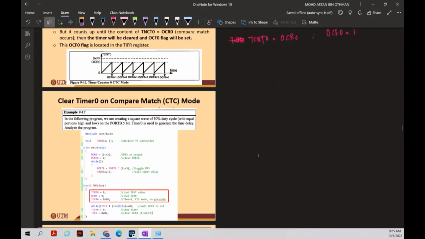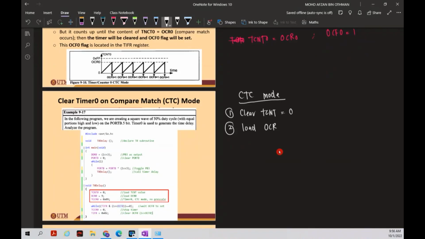For the CTC mode, there are a few steps that you need to remember. First step, clear TCNT. Your TCNT must always be set to 0, so you need to clear your TCNT. This is the step for the CTC mode programming. Second step, load the OCR value.